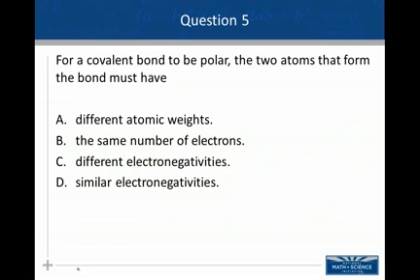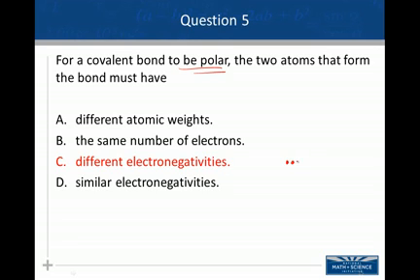All right, for a covalent bond to be polar, the two atoms that form the bond must have, pause me, don't cheat. I'm back. All right, what do we think? Different electronegativities. To be polar, we have to have that difference in that tug of war over the electrons, and that's what you can think about it as.